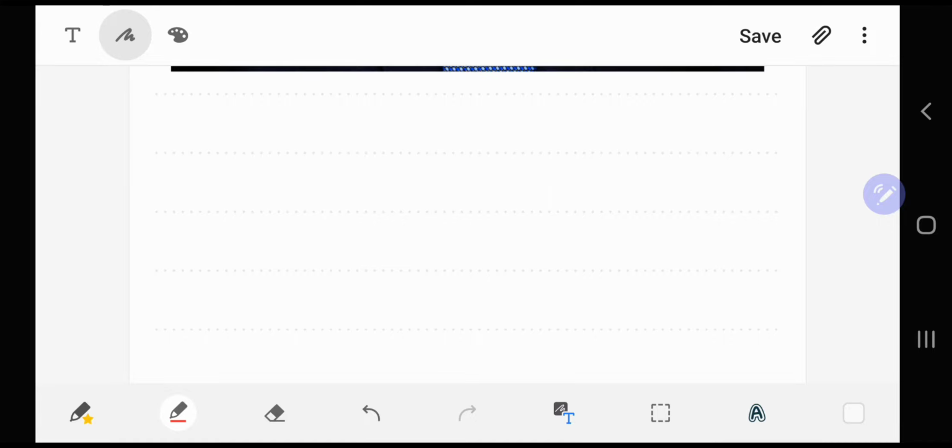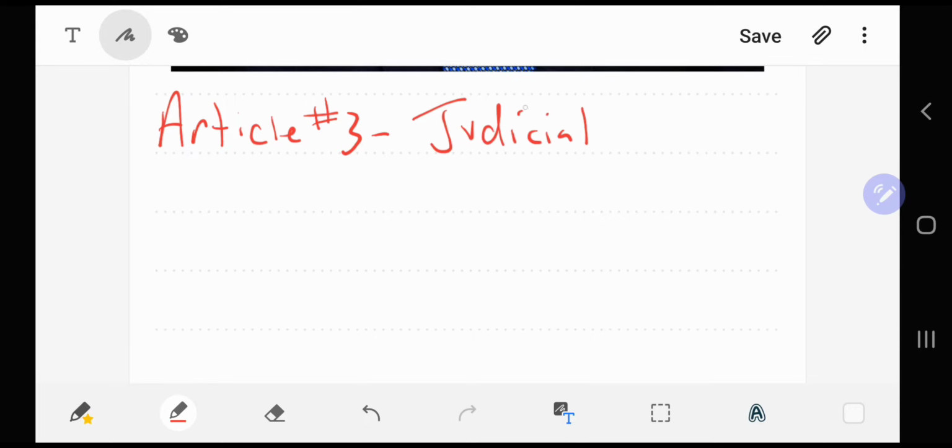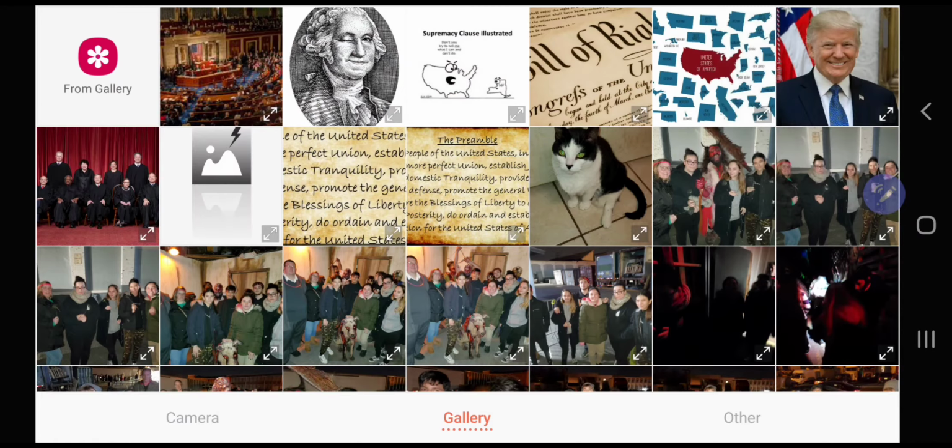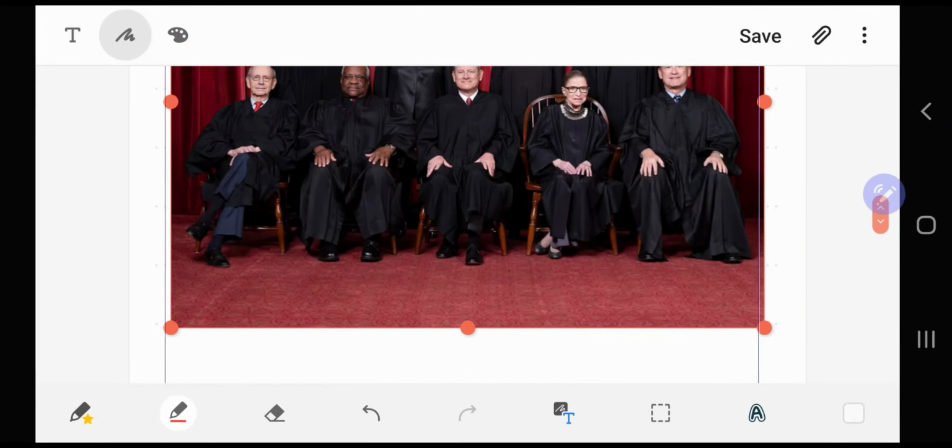All right. Article number 3 is going to cover the last branch of our government, and that is going to be the judicial branch. All right, judicial branch, think judge and jury. Judicial branch is the one that enforces our laws. So the executive branch approves the laws, the legislative branch creates the laws, and the judicial branch makes sure that the laws are adequately upheld. And, you know, that's going to be, here we go, the Supreme Court. So there we go. We have our judges in the Supreme Court.